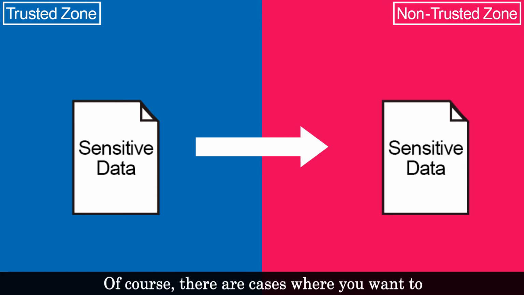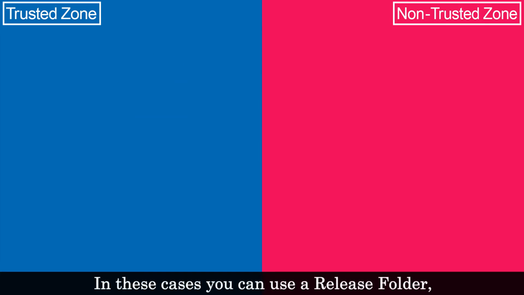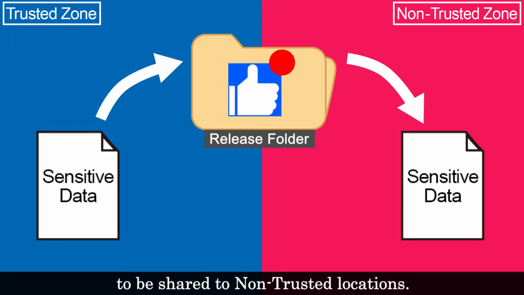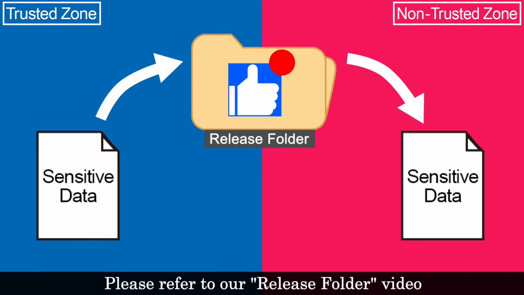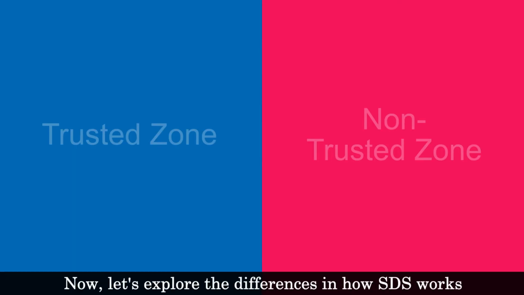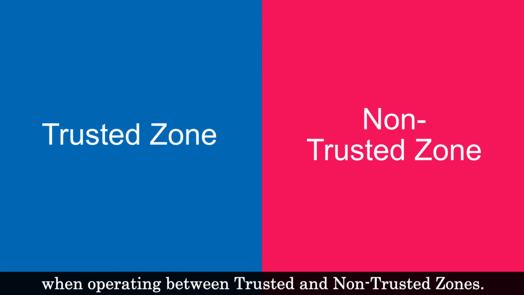Of course, there are cases where you want to share a file with outsiders without encryption. In these cases, you can use a release folder, a secure gateway for unencrypted data to be shared to non-trusted locations. Please refer to our release folder video, which can be found on our YouTube channel. Now, let's explore the differences in how SDS works when operating between trusted and non-trusted zones.